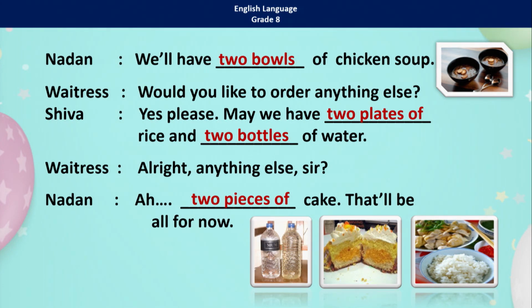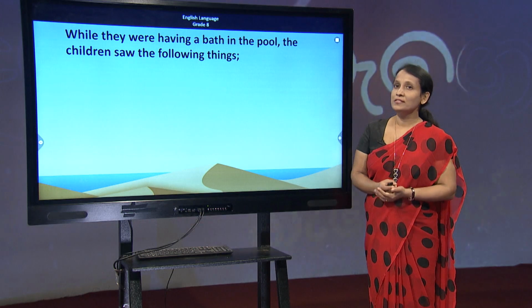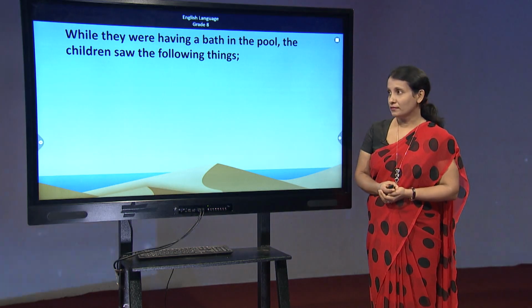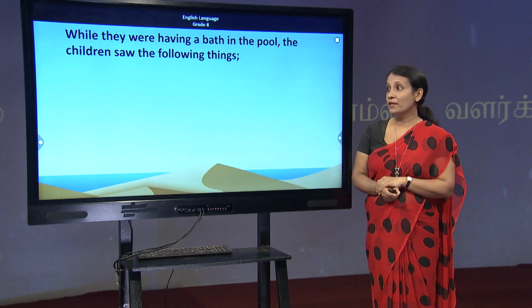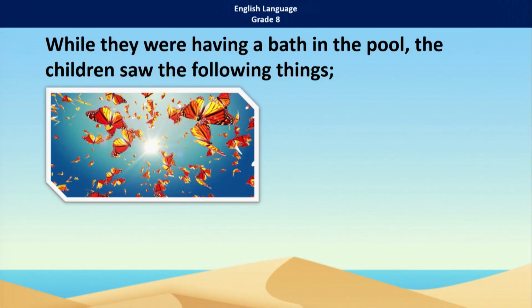Here too, children, you can see some uncountable nouns. 2 bowls of chicken soup, 2 plates of rice, 2 bottles of water, 2 pieces of cake. Okay, now I told that the children were taken to have a bath. While they were bathing, they had seen something. What did they see? What can you see?